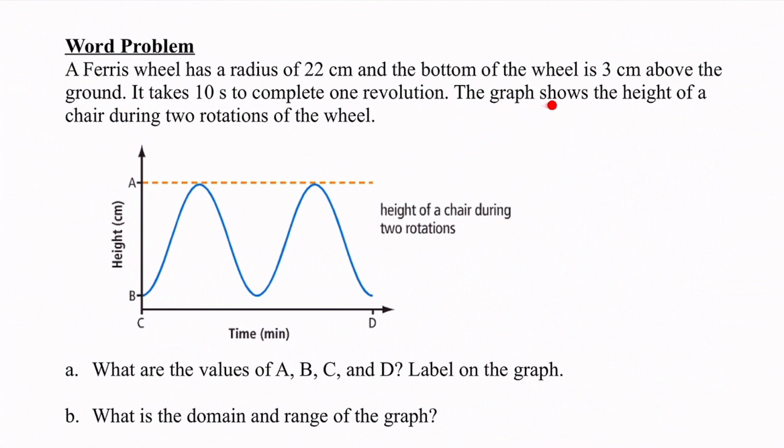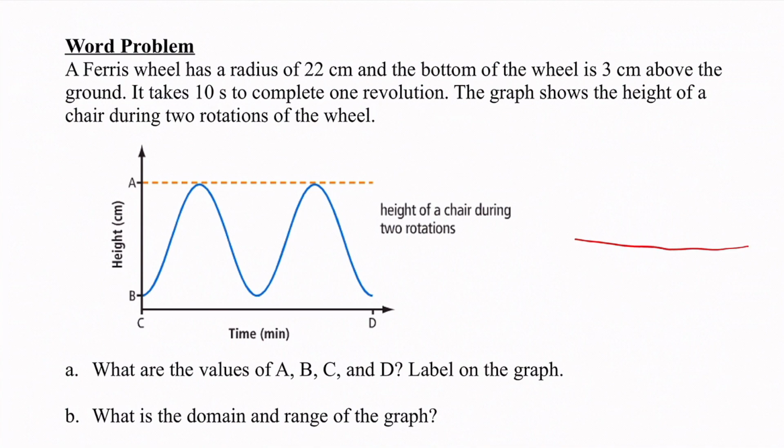Then it says the graph shows the height of a chair during 2 rotations of the wheel. So we're going to have this chair, it's going to start at the bottom, it's going to go around the Ferris wheel, and then it's going to do that a second time, so 2 rotations. So I'm just going to draw a little picture over here of what our Ferris wheel might look like.